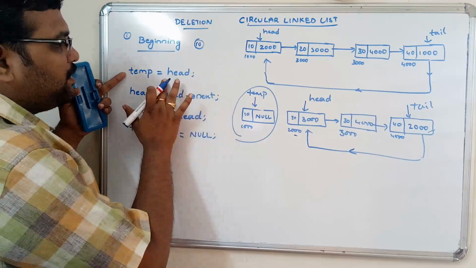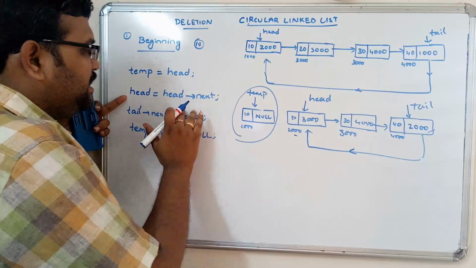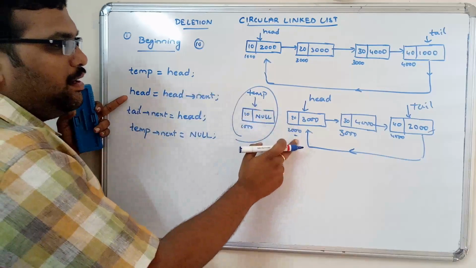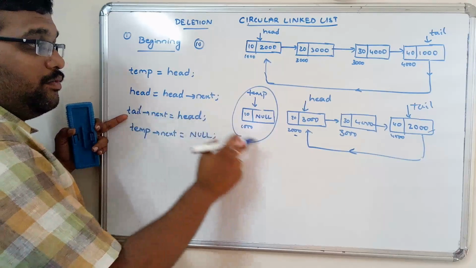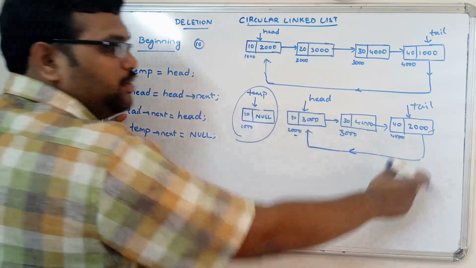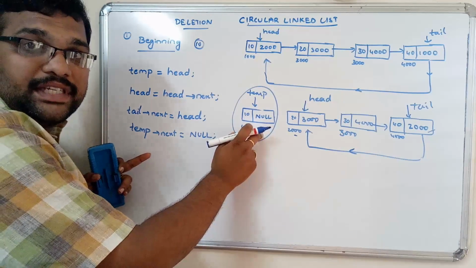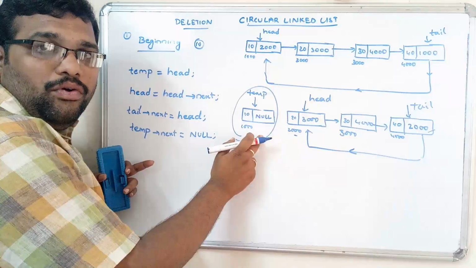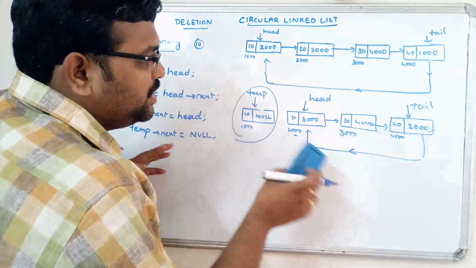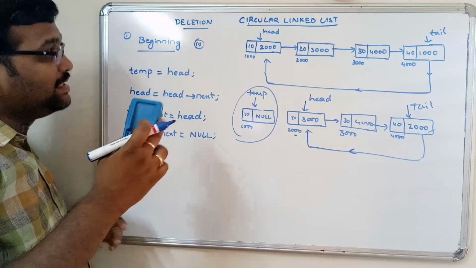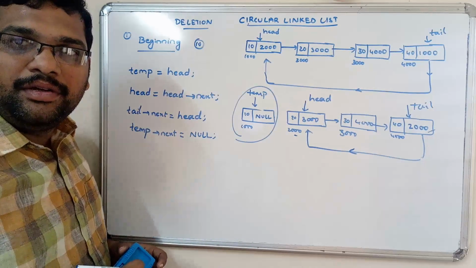So first we are changing the head, and then we are establishing the link, right? Head is equal to head, we are establishing the link from tail to head, and then we are placing the null to the first node. That means we are disconnecting the first node, right? So this is all about the deletion of an element from the beginning position, right?